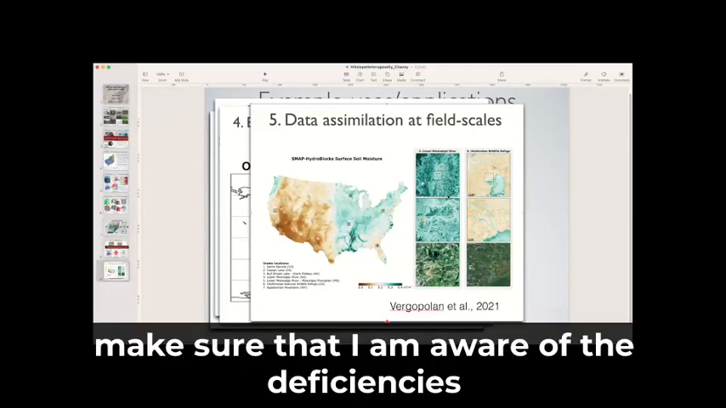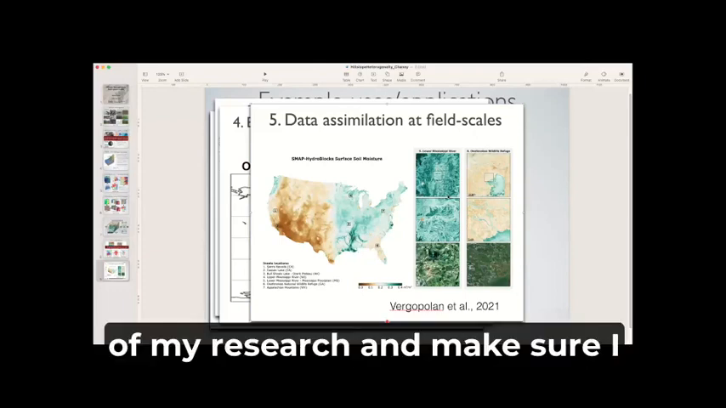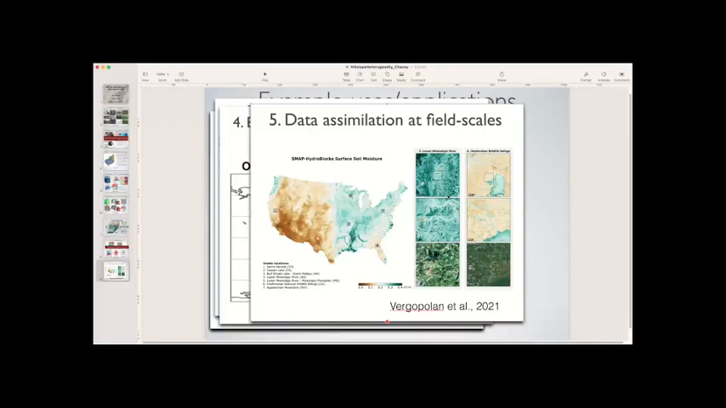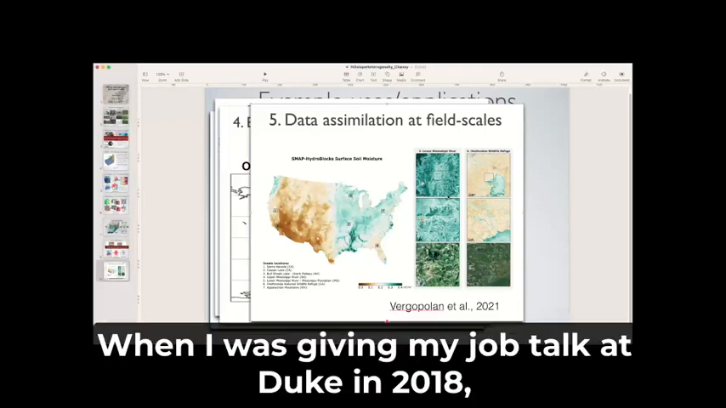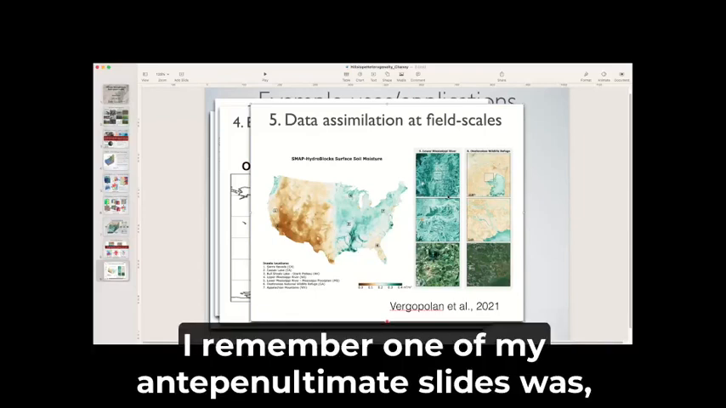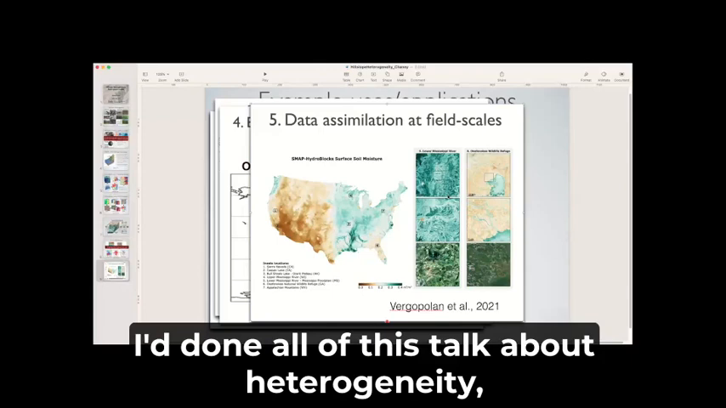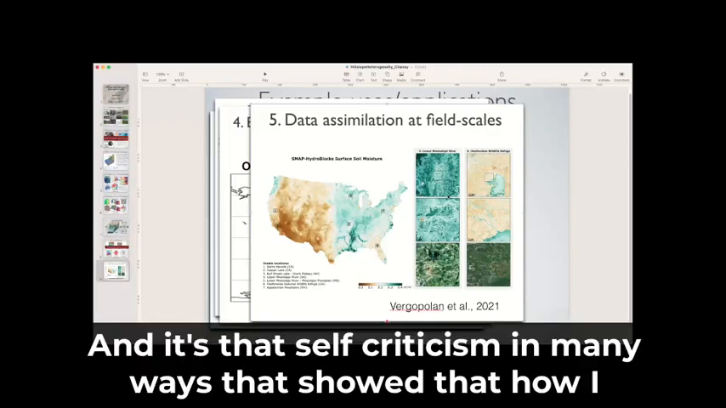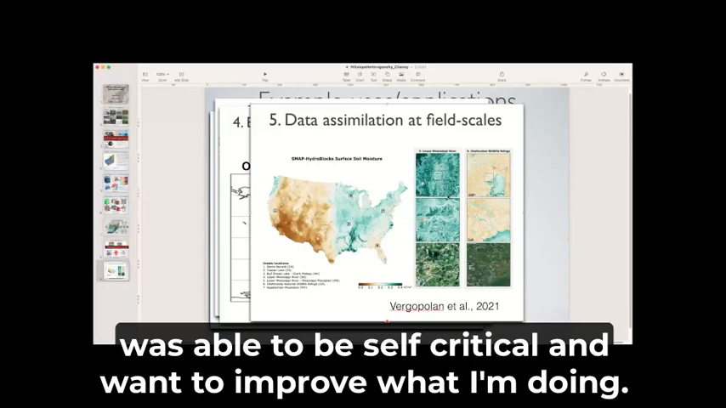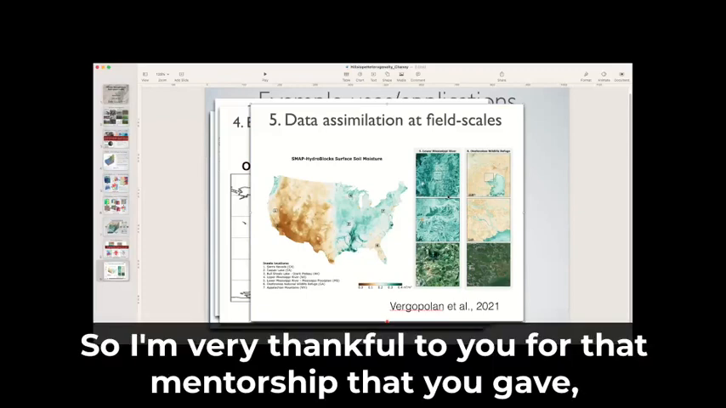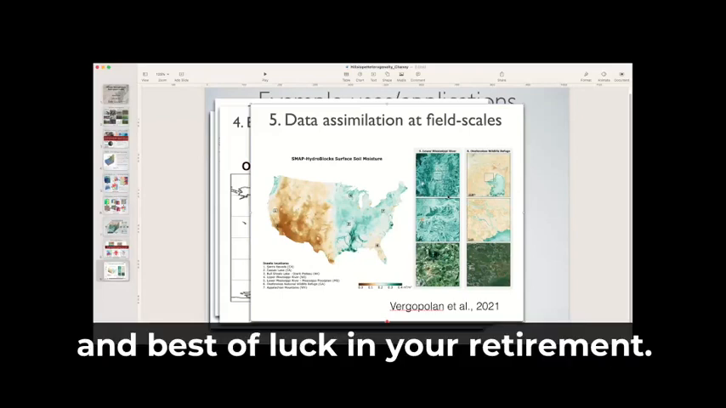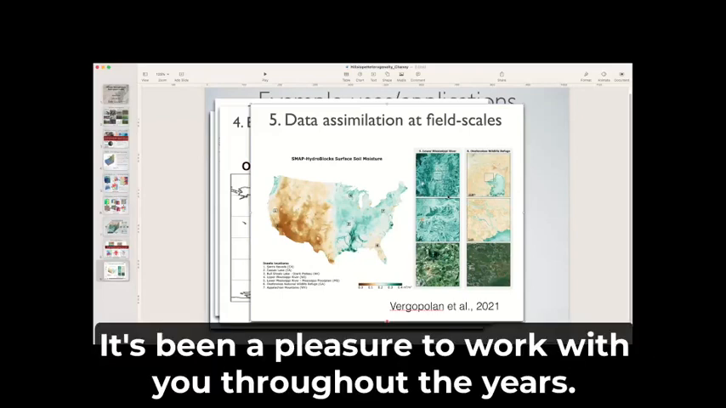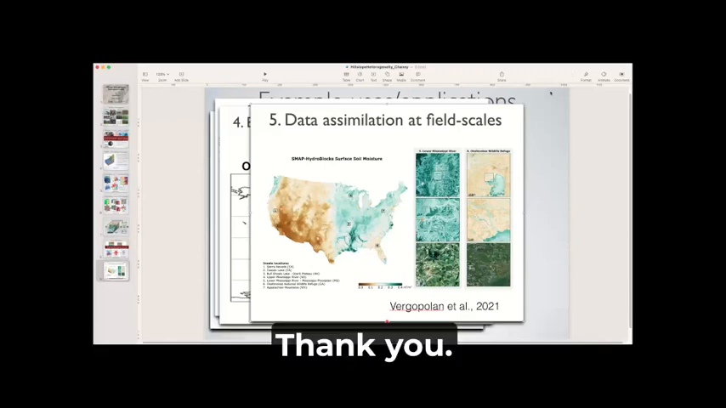So in that sense, make sure that I'm aware of the deficiencies of my research and try to improve them. When I was giving my job talk at Duke in 2018, I remember one of my antepenultimate slides was, I'd done all of this talking about heterogeneity, and then I spent a slide talking about how a lot of it doesn't work. And it's that self-criticism in many ways that showed how I was able to be self-critical and want to improve what I'm doing. And so I'm very thankful to you for that mentorship that you gave. And best of luck in your retirement. It's been a pleasure to work with you throughout the years. Thank you.